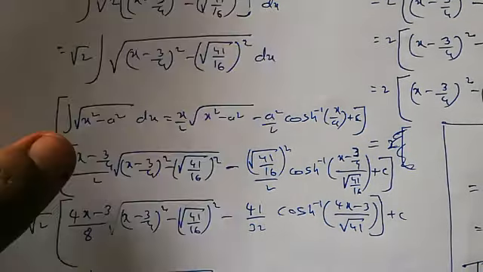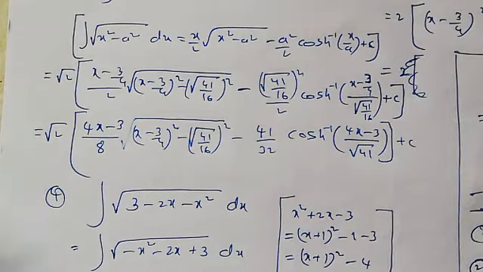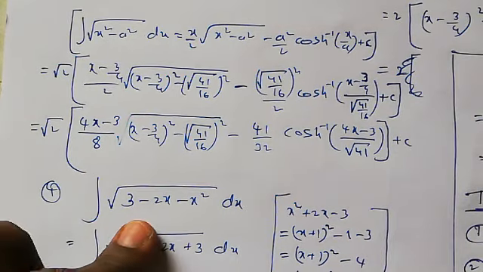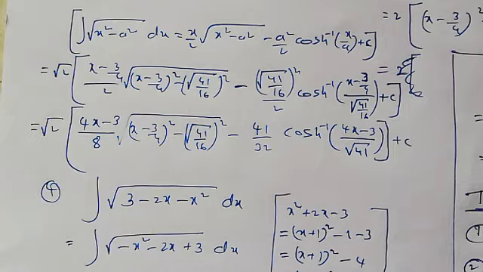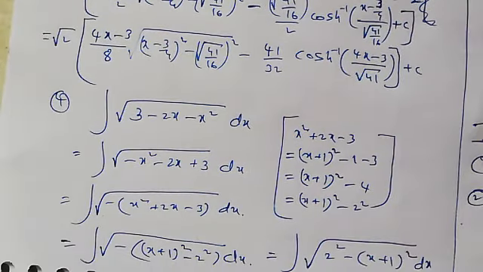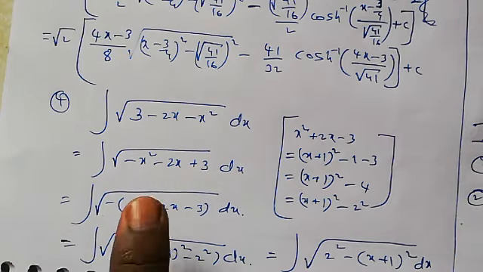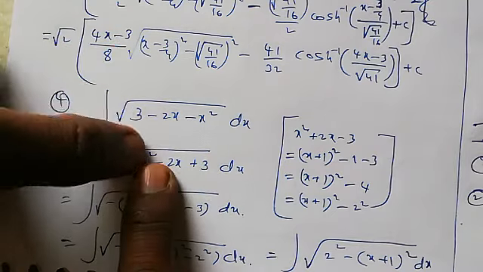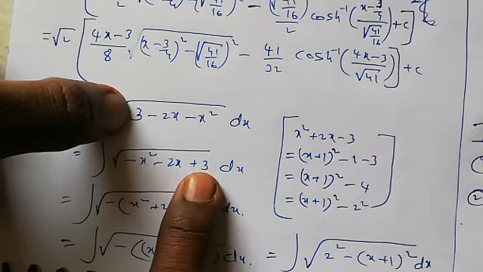Right. Next, I'm taking one more problem now. Integration of root 3 minus 2x minus x square. So your given quadratic expression is 3 minus 2x minus x square. Actually it is not in the form. Every quadratic expression should start with x square. So I'm writing it in the form minus x square minus 2x, here 3 is nothing but plus 3.